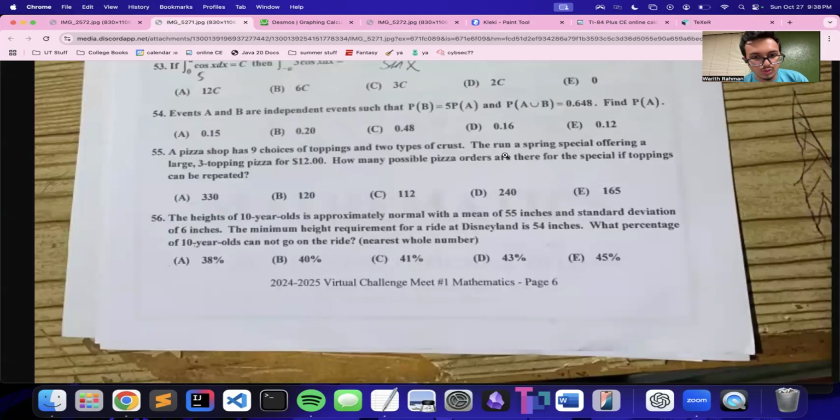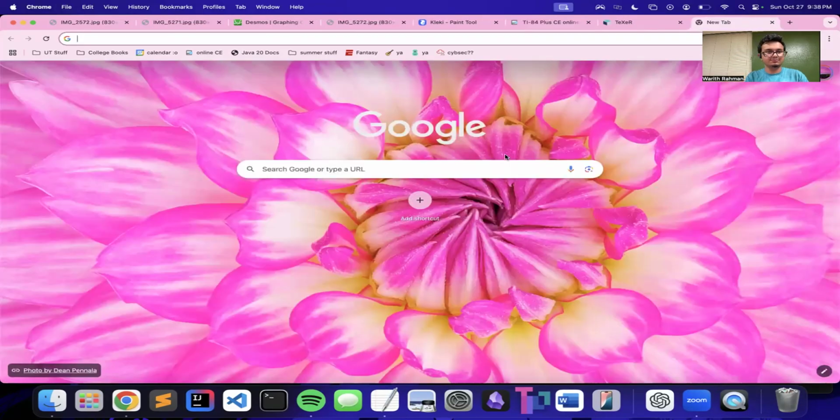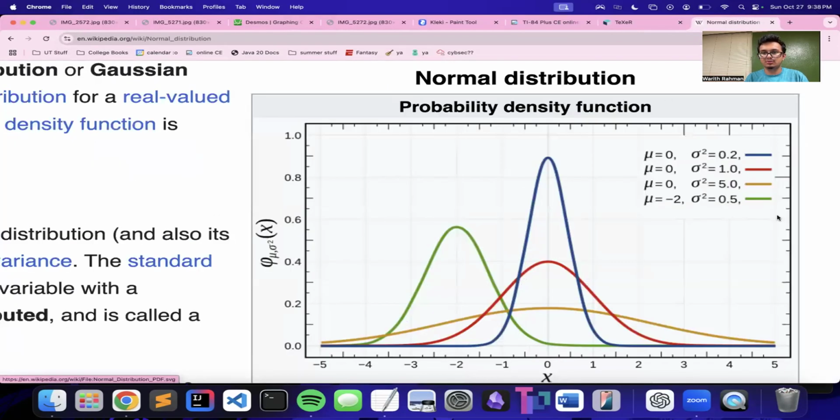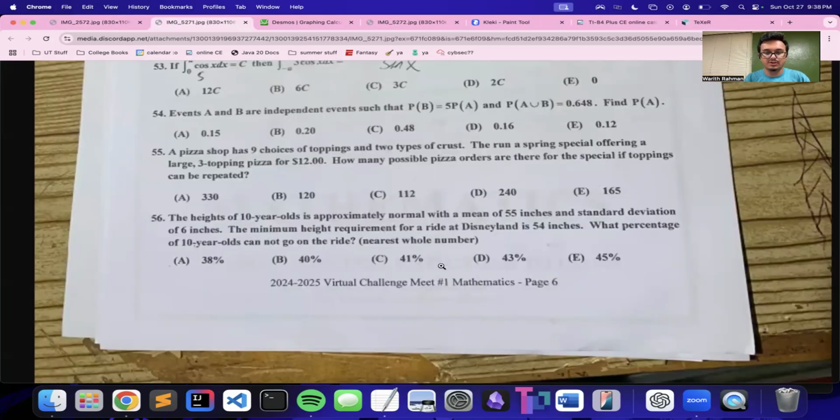Okay, so we have a height of 10 euros that is approximately normal with a mean of 55 inches and standard deviation of 6 inches. And we'll figure out what percentage of 10 euros cannot go on the ride. So what does it mean for a distribution to be normal? It just means that if we plot the potential values with their frequency, it's going to mimic a Gaussian distribution, which looks like a bell curve. It's your classic curve, literally just this loopy thing, right?